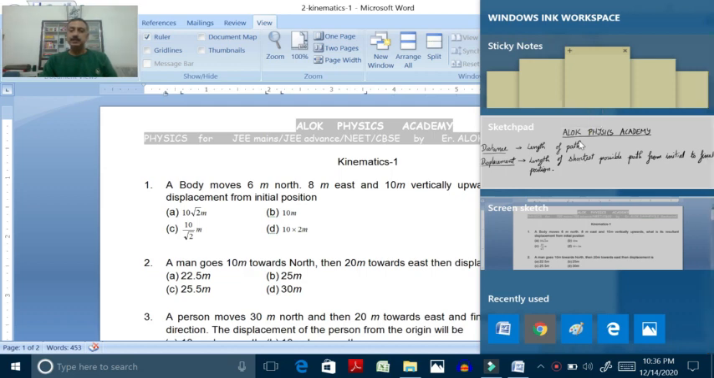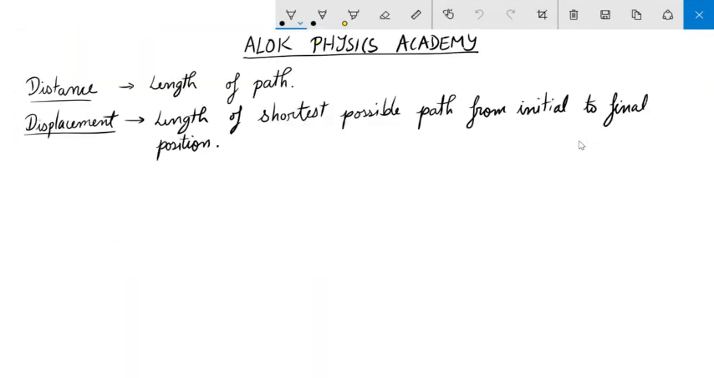Kinematics means the study of motion. So we are going to study two simple terms related to the study of motion. The first one is distance. Distance means the length of path along which the particle has moved.